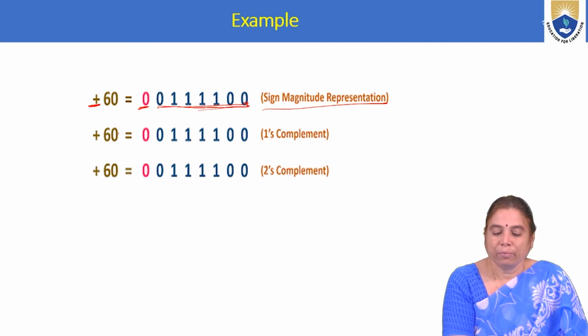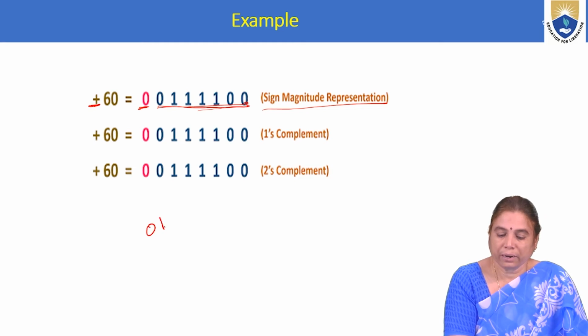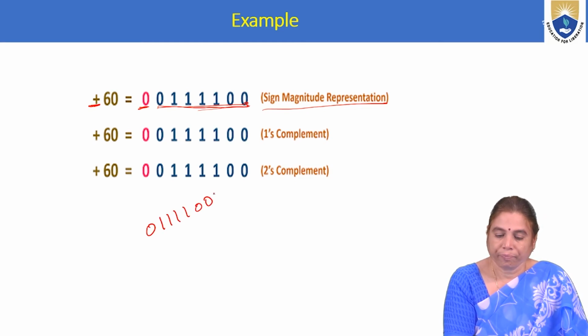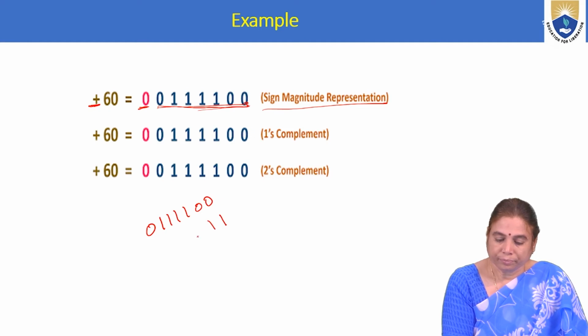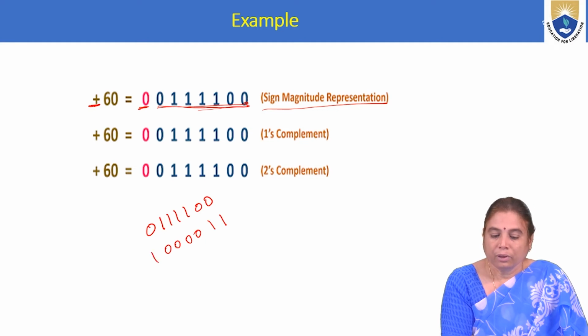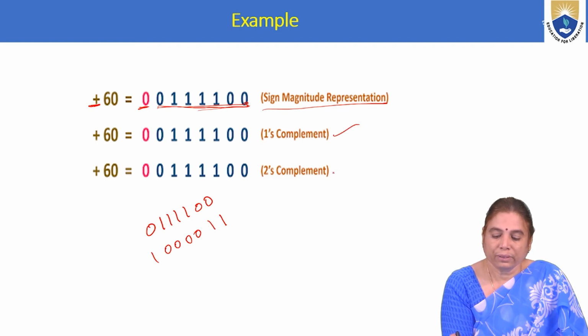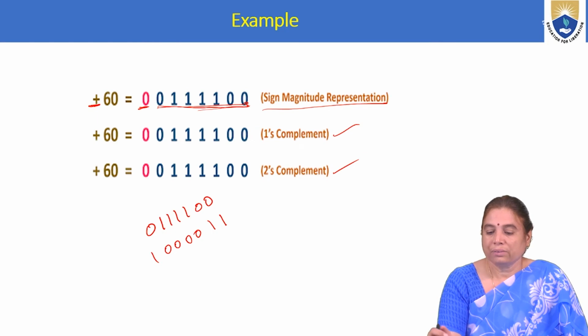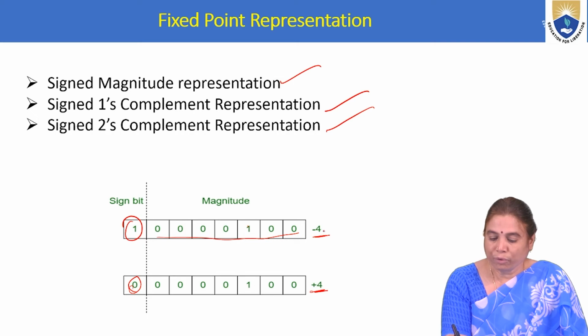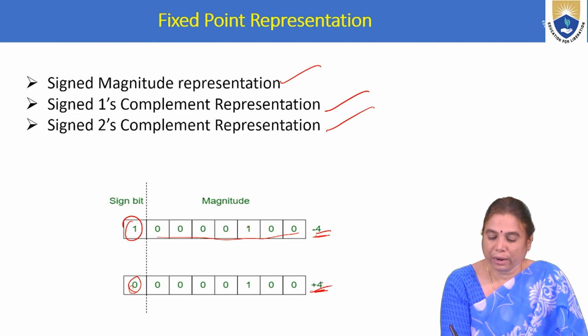And signed ones complement means this is the 60 representation, and the ones complement of this number is taken. So positive 60 plus the ones complement magnitude can be represented in ones complement, and 2's complement along with the sign can be represented. Now consider, for example, the 4 value. This is the negative 4 representation, and this is the positive 4 representation.